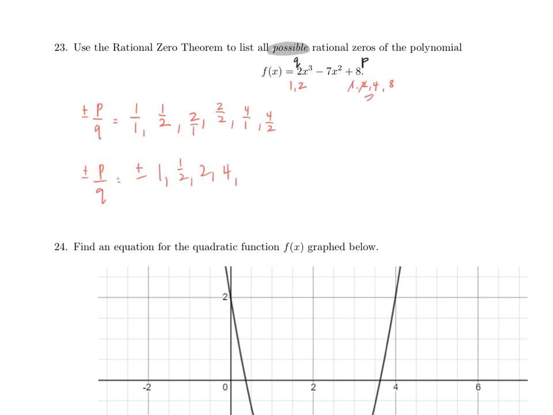Okay, now I've used the 4, so now I need to use the 8. 8 over 1 and 8 over 2. Okay, 8 over 1 is 8, that's new. 8 over 2 is 4, that's already on the list. And now I've used all of the p's over all of the q's. So here is my list of possible rational zeros. And that's it. That's all you have to do. You don't actually have to find which ones work. They just want the list of possibilities.